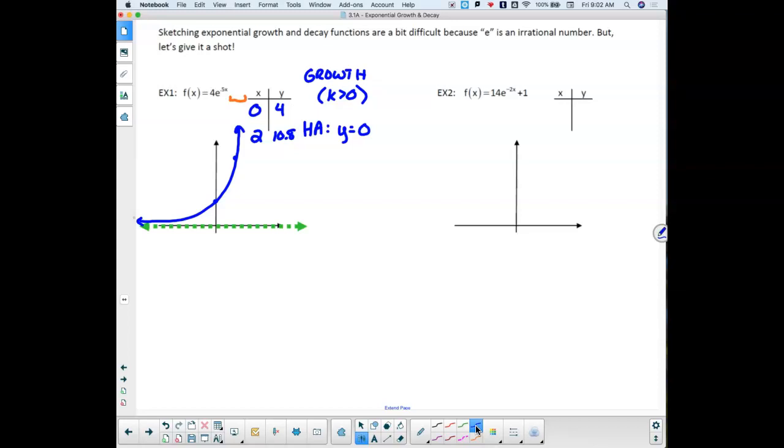Because the K value is negative. K value is negative. Yep. Okay. What else we got? What you got, Cordy? The horizontal asymptote at y equals 1. Y equals 1 because we have added something after it. Okay. Love it.